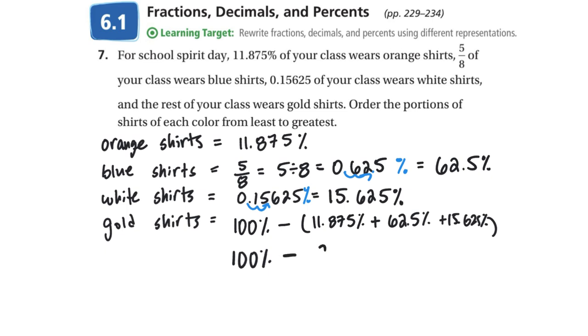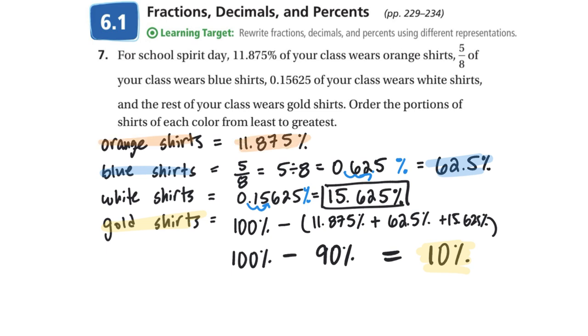So this number here, 90%. So how many people are wearing gold shirts? Gold shirt people are 10%. 10% of people are wearing the gold shirts. Okay, so let's do that here. I'll do that in the yellow. So gold shirts, that 10% number. So orange shirts, blue shirts, white shirts, we'll leave white. So that's the white shirt number.